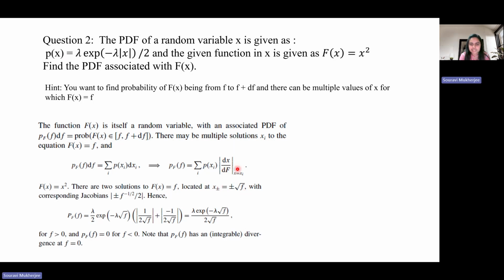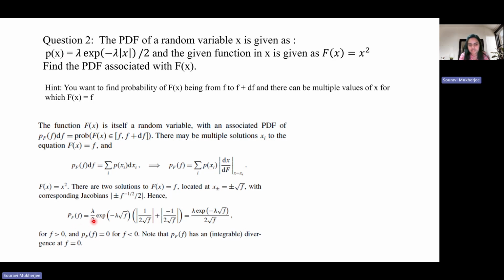And how do you define dx df? So now x is given as plus minus square root of f, right? So you can write dx df by taking a derivative of this, right? That will give you the Jacobian, which is plus minus f to the power minus half by 2, right? So now you just substitute it here, okay?